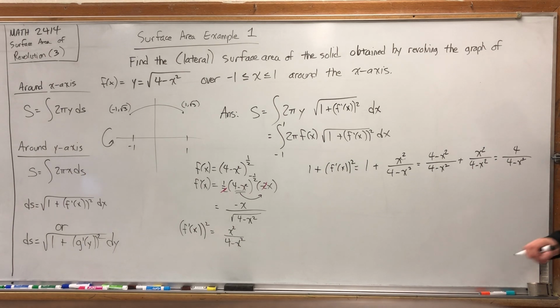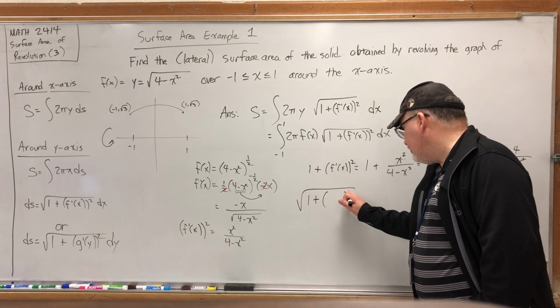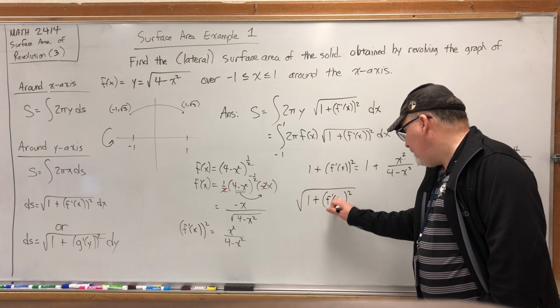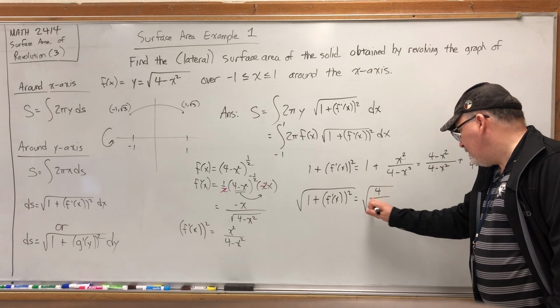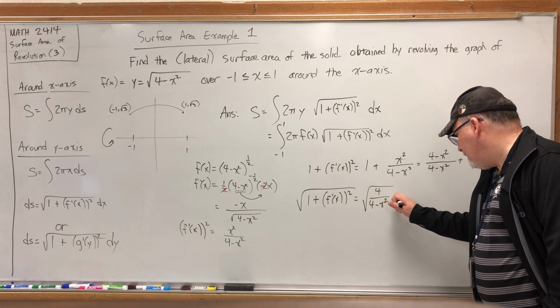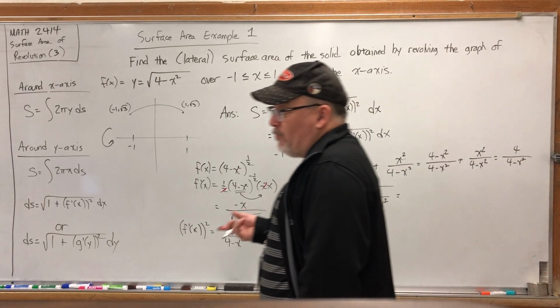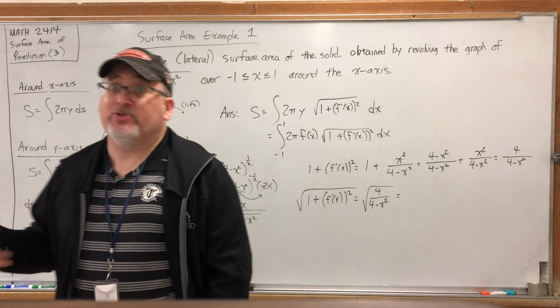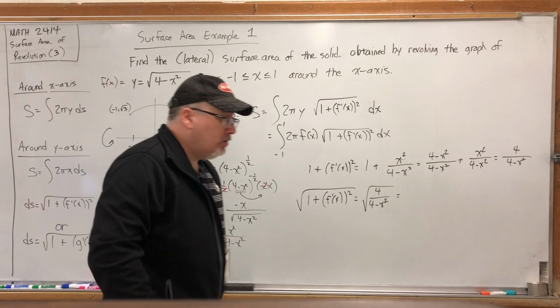And that thing gets parked under a square root. The square root of 1 plus the square of the derivative is going to be the square root of all this. And I know what some of you would do, because I've seen this on your homework. You'll square the 4 on top, you'll square the 4 on bottom, and you'll cancel the square on the x. To that I say yes, no, no.